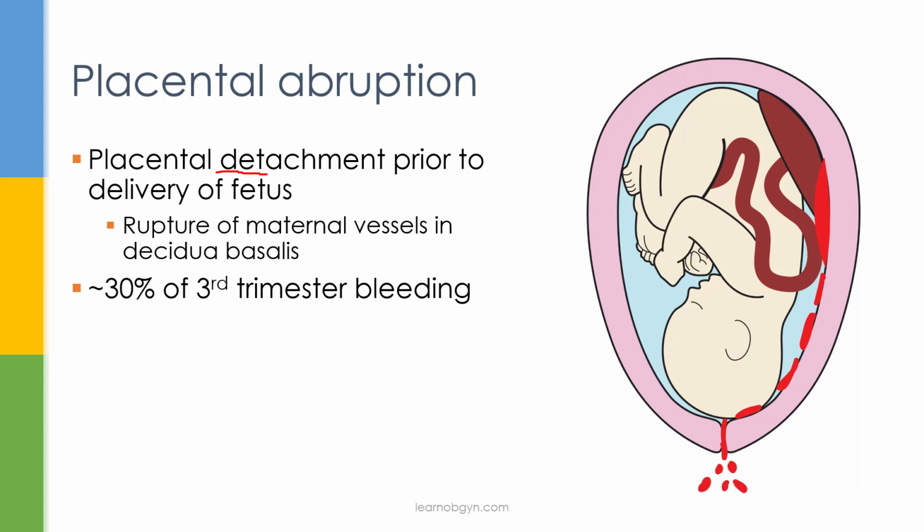In particular, what's happening is there's a rupture of the vessels in the decidua basalis. Remember, this is the endometrial layer between the placenta and the myometrium. Out of all the causes of abnormal third trimester bleeding, this is the most common and accounts for about 30% of third trimester bleeding. You don't have to remember that's 30%, just remember placental abruption is the most common cause of abnormal third trimester bleeding.